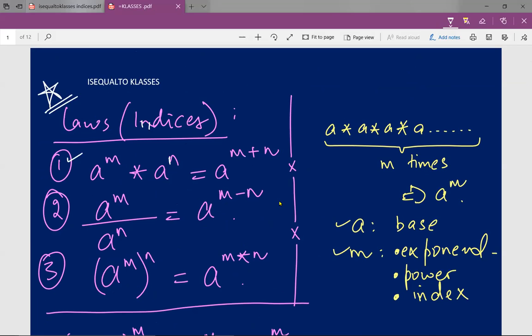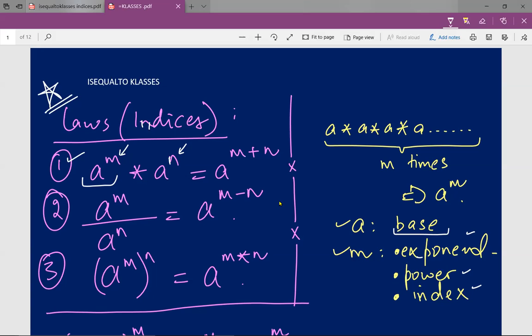The first law is that a raised to power m into a raised to power n is equal to a raised to power m plus n. I hope you understand what a raised to power m is. In a raised to power m, a is called the base, and m or n is called the exponent or power or index, and from index we get indices. So this a is the base.